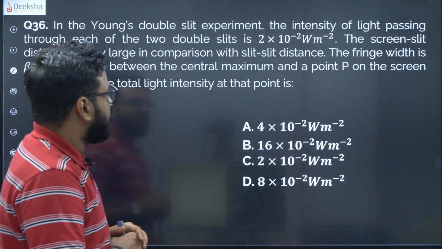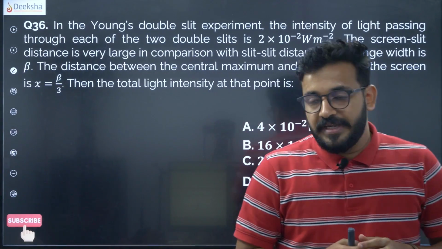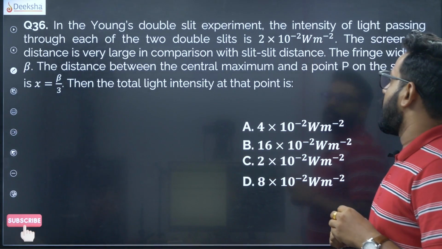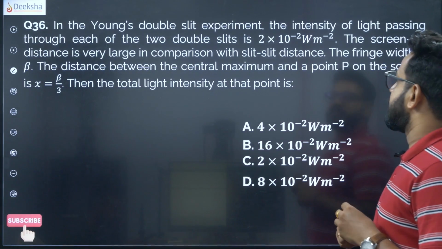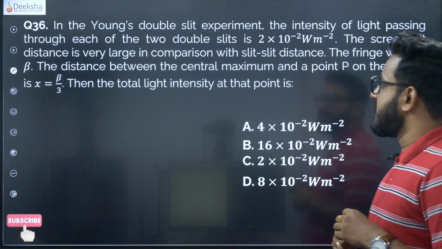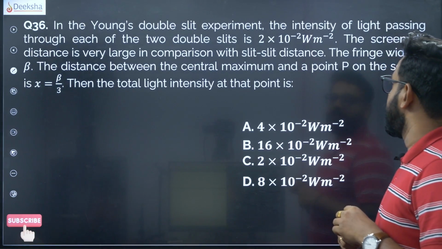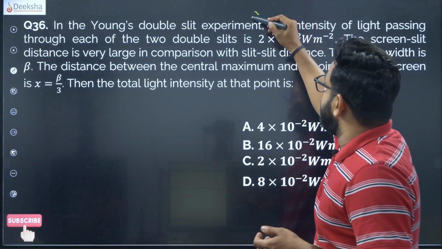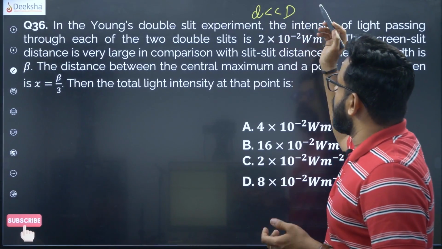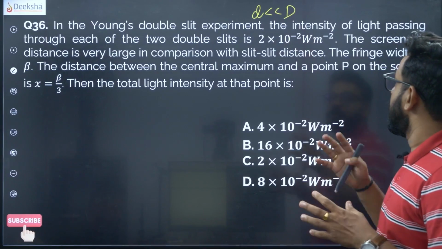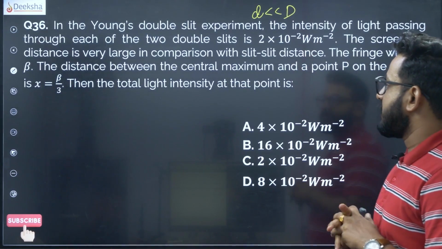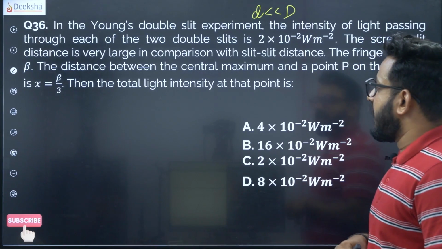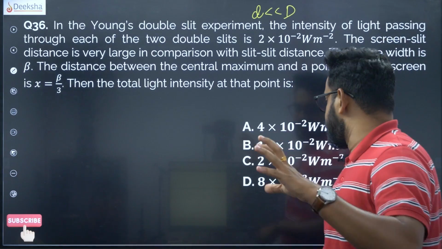In the Young's double slit experiment, the intensity of light passing through each of the two slits is 2 into 10 to the power minus 2 Weber per meter square. The screen to slit distance is very large in comparison with the slit to slit distance. That means obviously the slit separation d is very small. The fringe width is beta. The distance between the central maximum and the point P on the screen is beta by 3. Then the total light intensity at that point is?